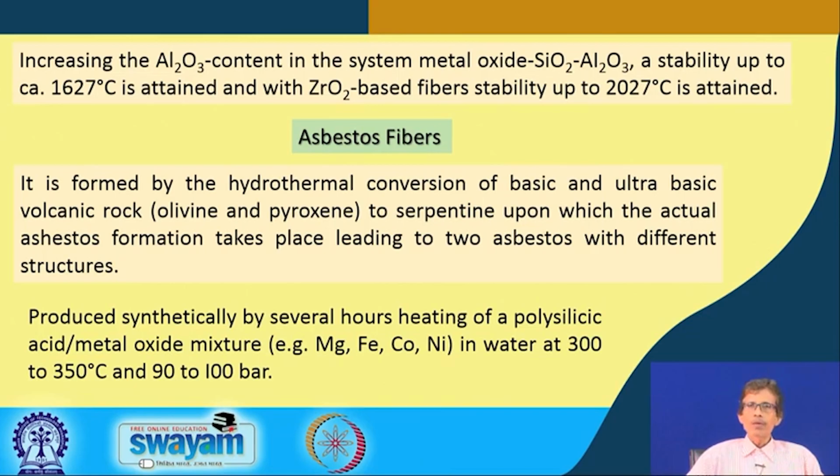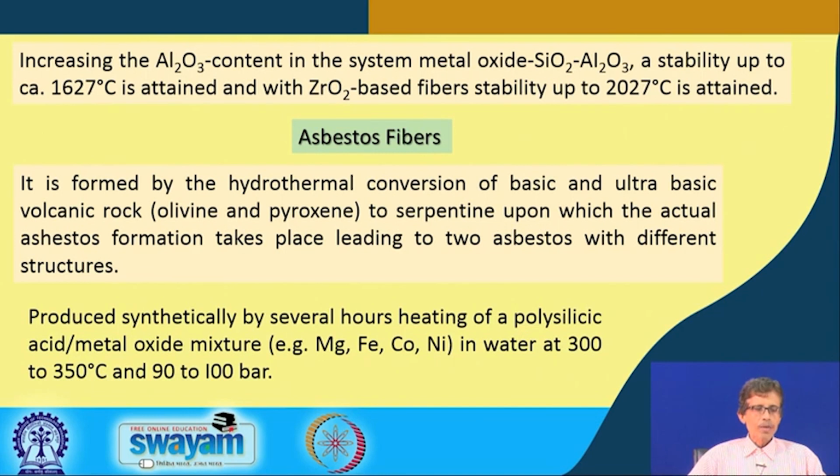Knowing that it can be formed from volcanic rock, which is mainly olivine and pyroxene, we can produce these synthetically by several hours of heating. A very high temperature can mimic your hydrothermal reaction, such that we can think of a corresponding conversion which can be considered a hydrothermal conversion.